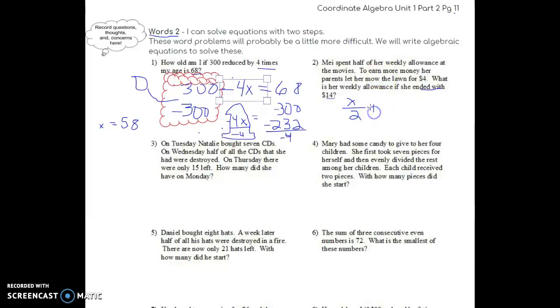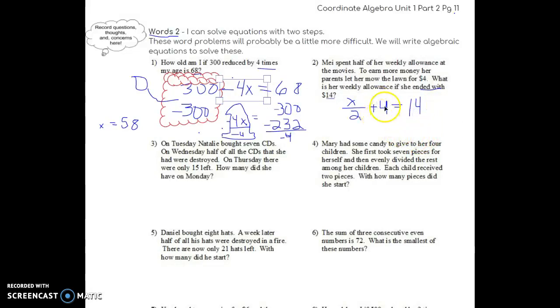And then she mowed the lawn. How much money did she make mowing the lawn? She made $4 mowing the lawn, right? There's some really cheap parents. Or it's a really, really small lawn. I don't know if I'd crank the lawnmower for $4. That's not very reasonable. What is your weekly allowance if she ended up with $14 at the end?